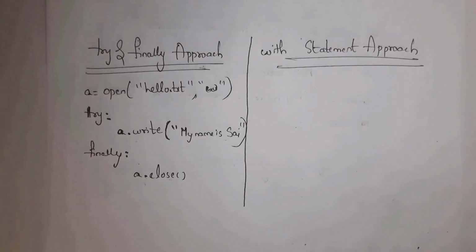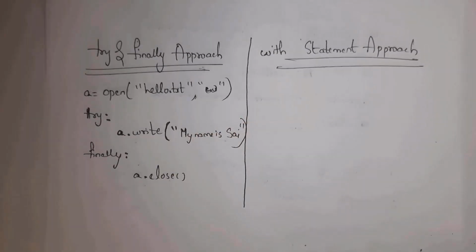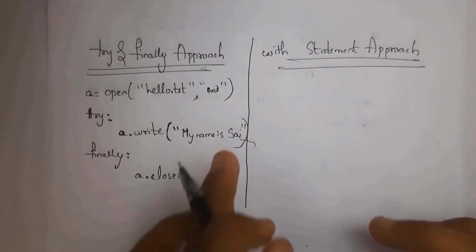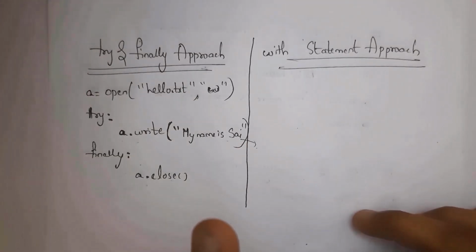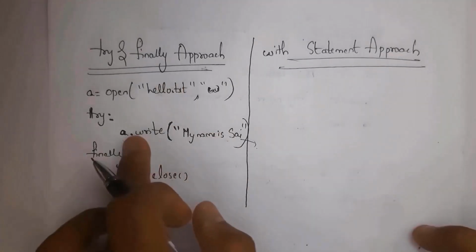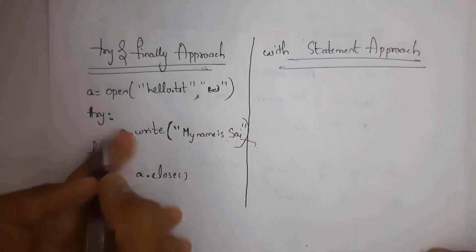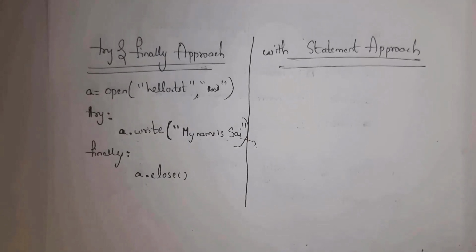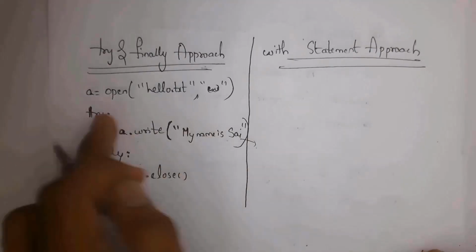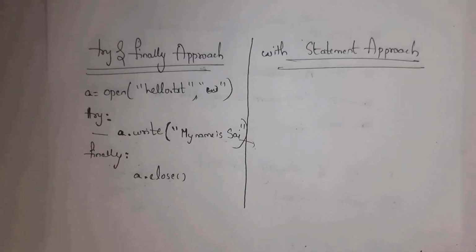If there is no exception, then successfully it will execute code which is present in try block and it will close this file. If there is no exception, then successfully it will add my name is Sai into my file hello.txt and it will close my file. For example, if there is an exception while writing this line of code, even though exception occurred while writing this line of code, then successfully it will close my file. Though if there is an exception or not, inside try block, this finally block is always executed. This is use of try and finally approach.